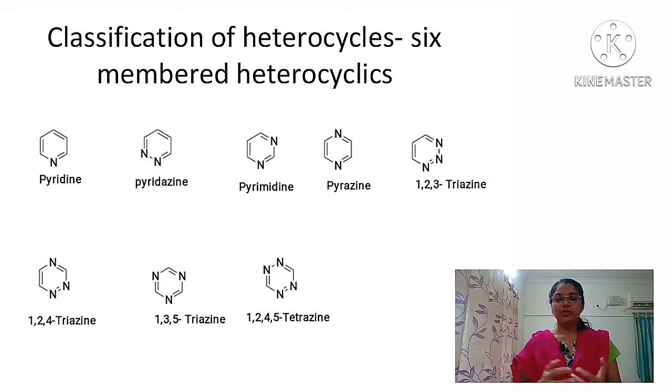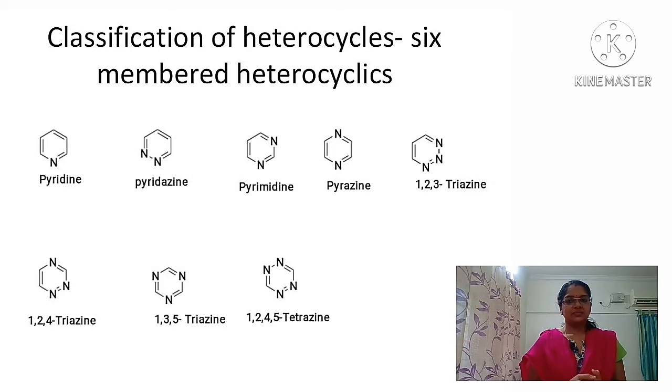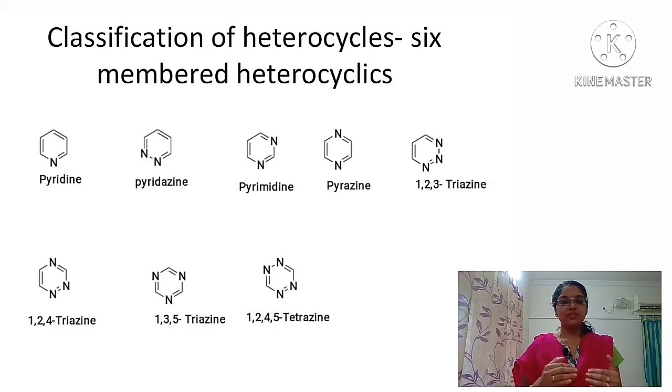Next, we can consider some examples of 6-membered heterocycles containing more than one heteroatom. In that, mainly it includes pyridazine, pyrazine, and pyrimidine. In pyridazine, 2 adjacent carbon atoms of the benzene ring are replaced by 2 nitrogen atoms. Pyrimidine means the first carbon atom and third carbon atom are replaced by nitrogen atoms. And pyrazine means the first and fourth carbon atoms of the benzene ring are replaced by nitrogen atoms.